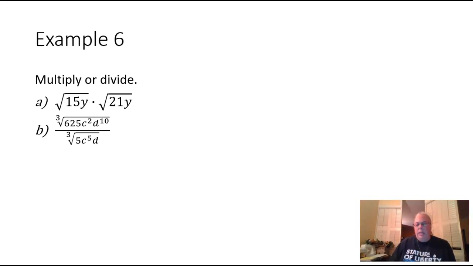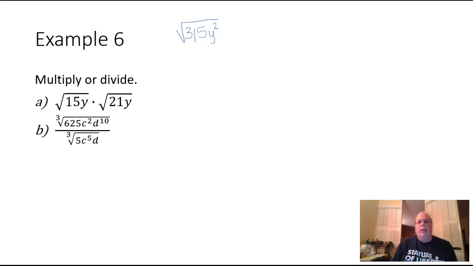Now, sometimes it's easier to simplify each of your expressions first and then multiply later, but in this case, there are no common factors in 15 that will allow me to simplify that any further, and there are no common factors in 21 that will allow me to simplify that further. So what I'm going to have to do for A is just go ahead and multiply 15 times 21, and that is actually going to give me 315, and then of course y times y is going to be y squared.